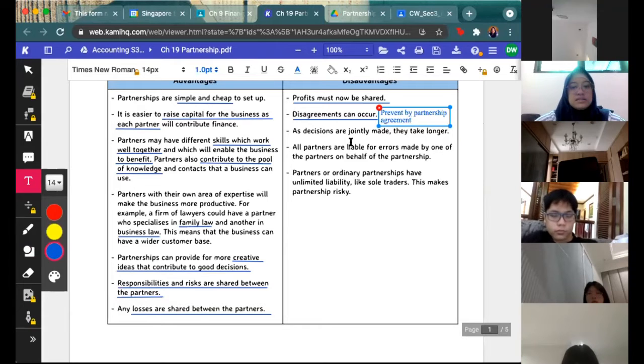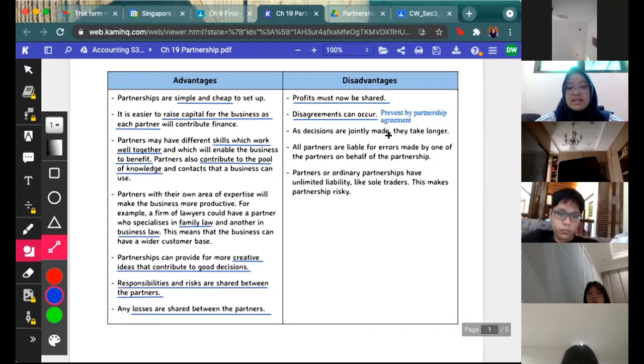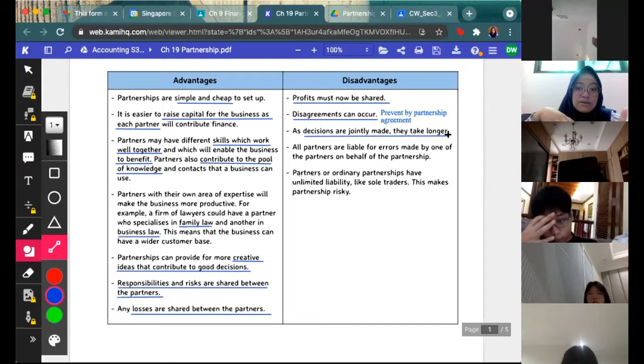And as decisions are jointly made, they can take longer. Previously, if a sole trader is owned by one person, when the owner has to decide on something, they just decide right at that moment. Fast. But in a partnership, sometimes it takes longer because we have to discuss first. We have a meeting among partners. So it definitely is going to take longer in terms of decision making.